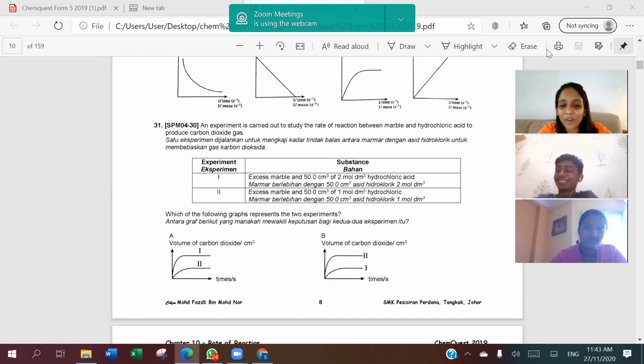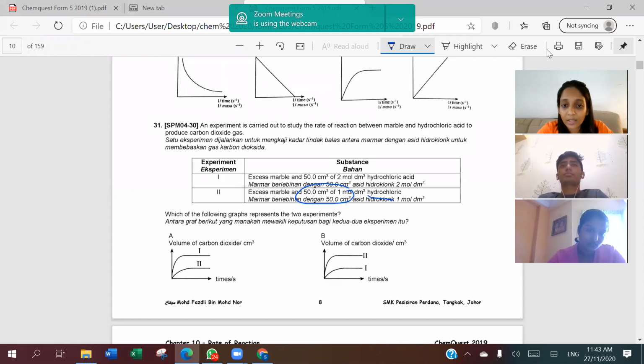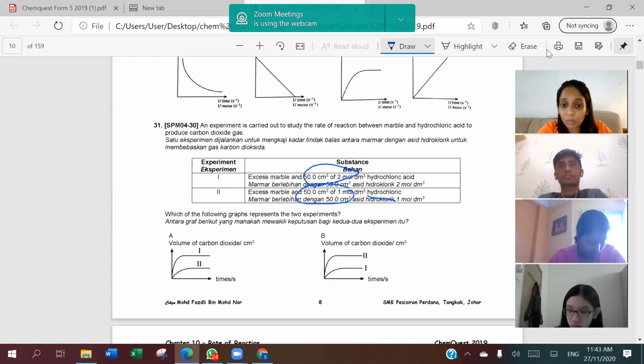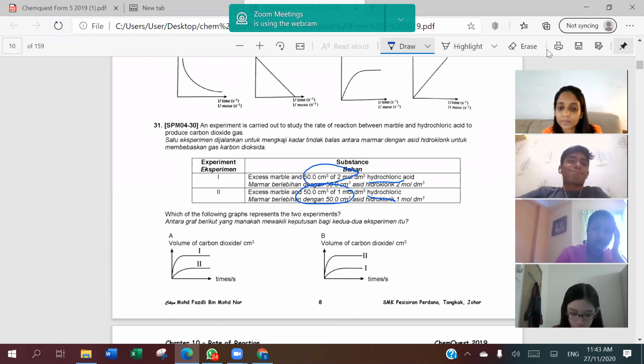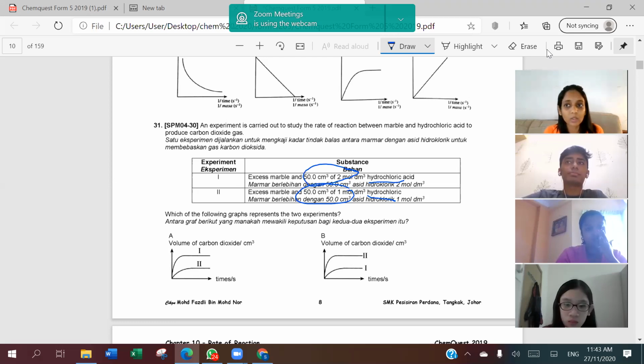Okay, so I have 50 centimeter cube, 1 mole per decimeter cube hydrochloric acid. And I have 50 centimeter cube, 2 mole per decimeter cube hydrochloric acid. What is the difference here? What can you see that is different here? Change in molarity, not mole, yeah? Molarity, yeah. Okay.